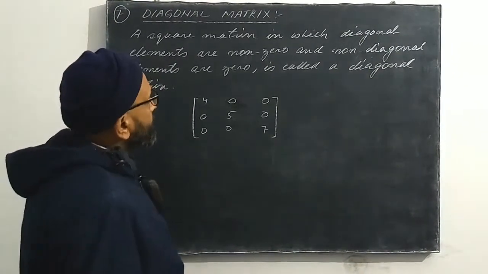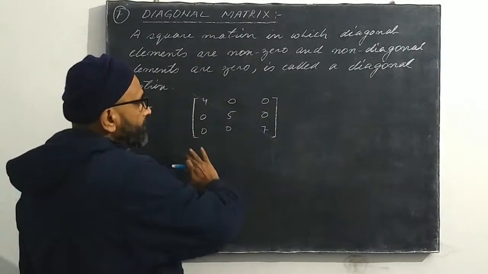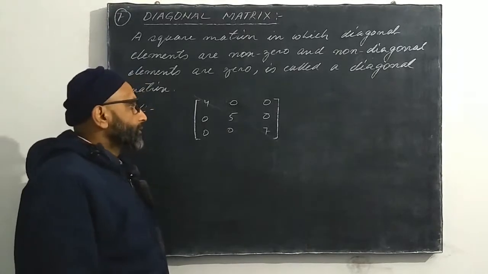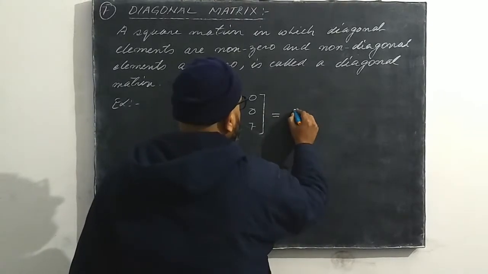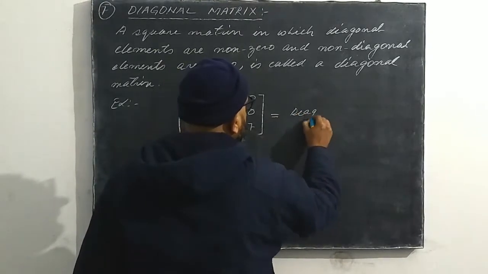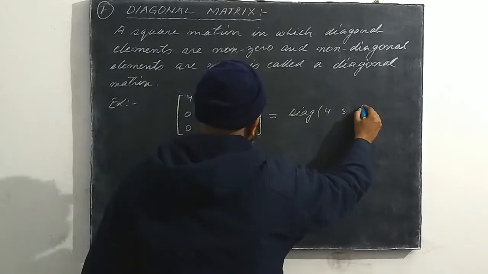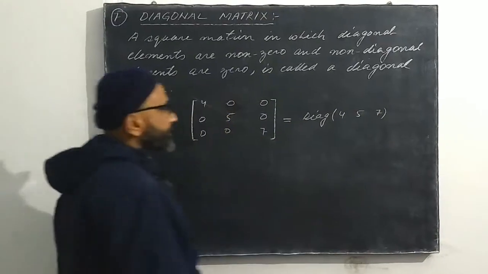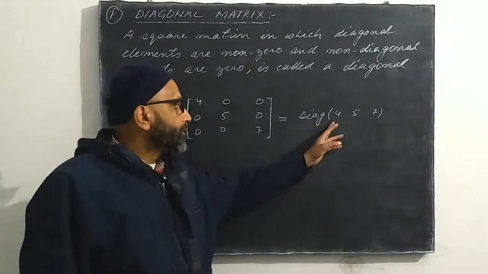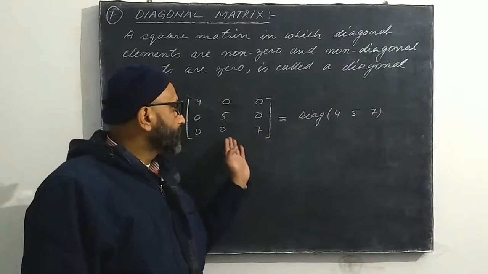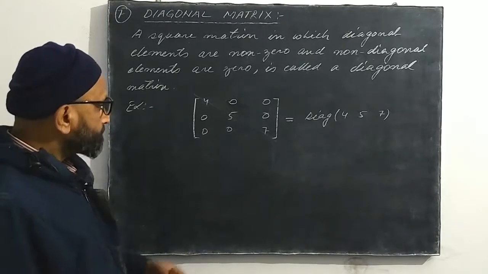A square matrix in which diagonal elements are non-zero and non-diagonal elements are 0 is called a diagonal matrix, and it is denoted by diag, bracket, and we list all the diagonal elements. This is the way to represent a diagonal matrix. We write diag, and within a parenthesis we write all the diagonal elements.